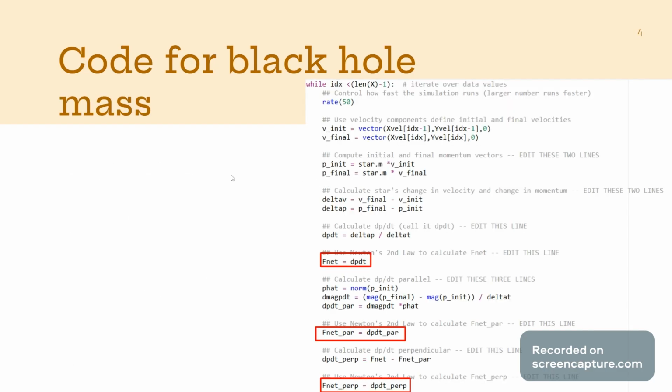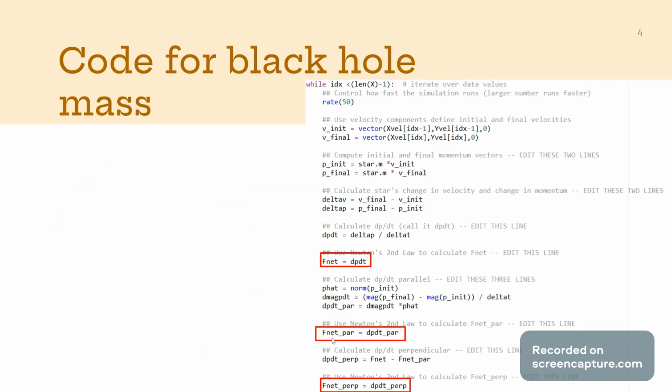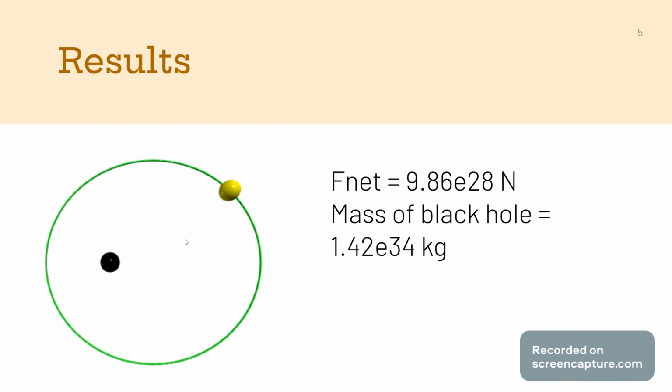So first off, the code for the black hole mass. This is F net is equal to the change in momentum over change in time. And then here's F net parallel, and then the final box is F net perpendicular.